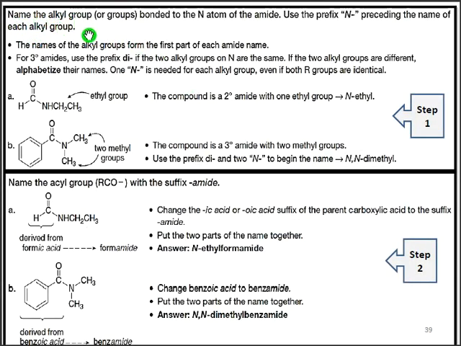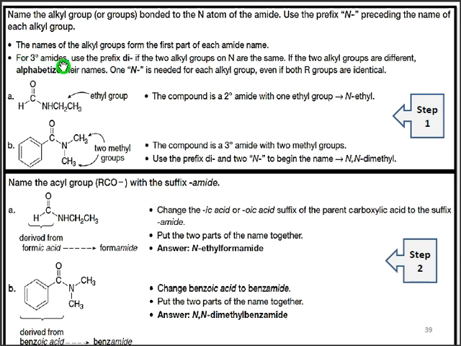Name the alkyl group or groups bonded to the nitrogen atom of the amide. Use the prefix N, italic, with a hyphen preceding the name of each alkyl group. The names of the alkyl groups form the first part of each amide name. That means the name of the alkyl group will be written first, as the first part of the amide name. For the tertiary amide, we have some problem here.